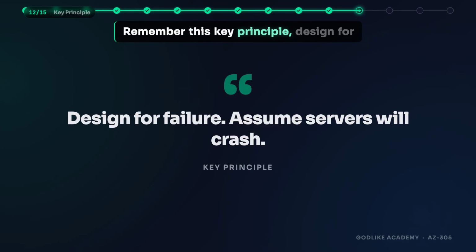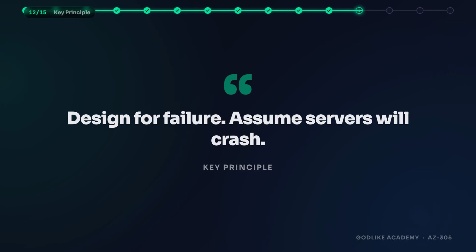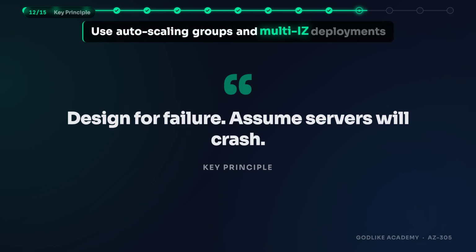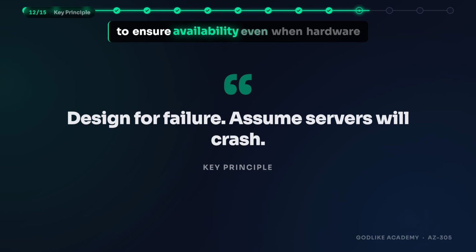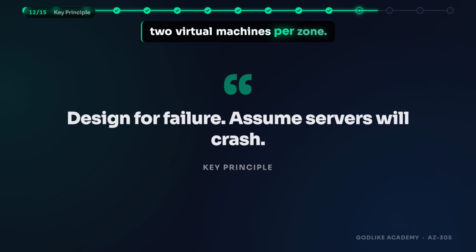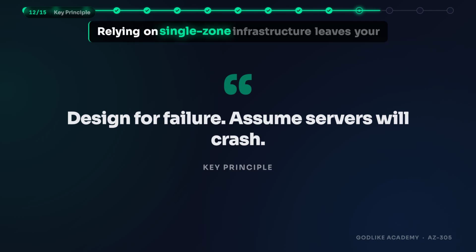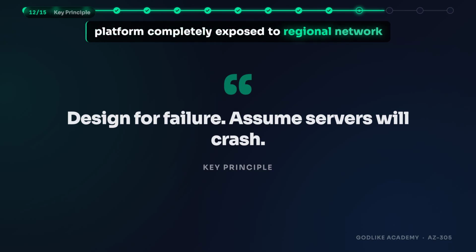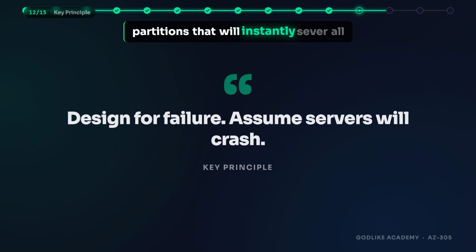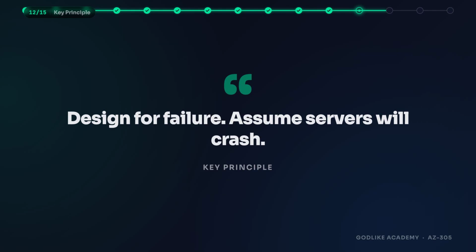Remember this key principle: design for failure. Assume servers will crash. Use auto-scaling groups and multi-AZ deployments to ensure availability even when hardware fails. Deploy your application across 3 distinct availability zones with a minimum of 2 virtual machines per zone. Relying on single-zone infrastructure leaves your platform completely exposed to regional network partitions that will instantly sever all user connections.